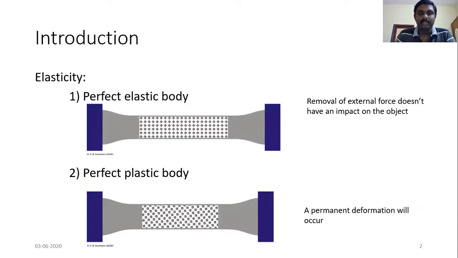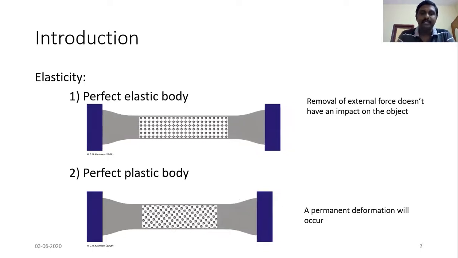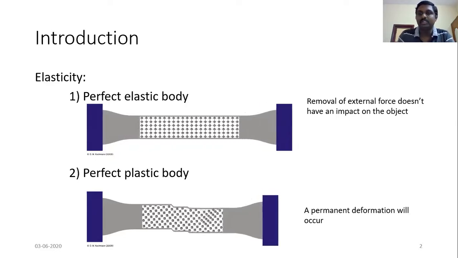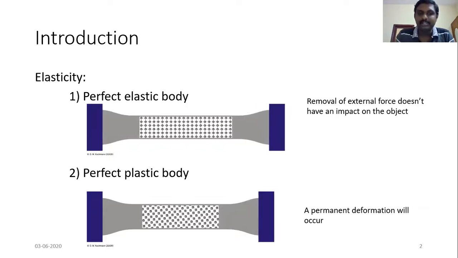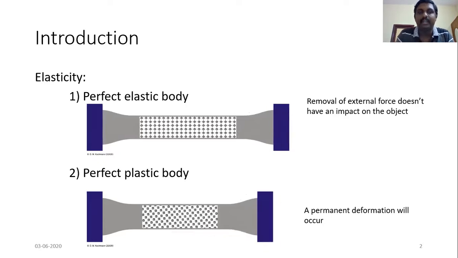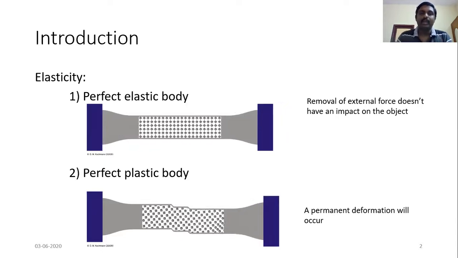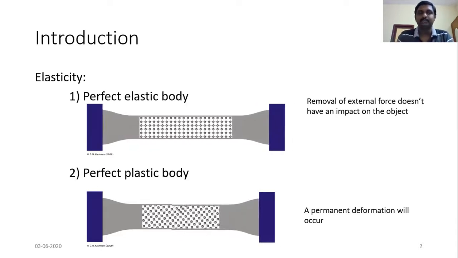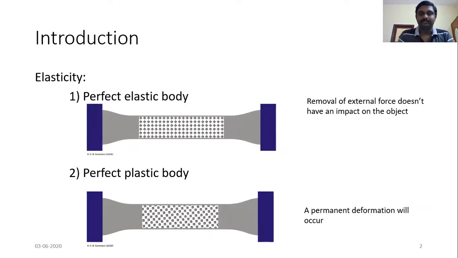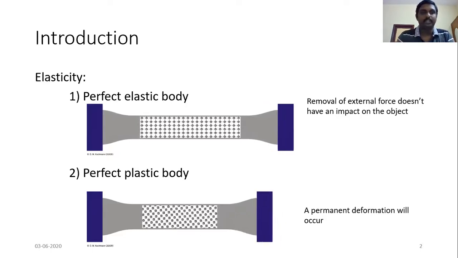When we come to a plastic body, the deformation is permanent. After applying the external force over the body, it will stay as such. It will not come back to its original position. That is a perfect plastic body. You can observe this in this animation frame: how a perfect elastic body is affected by force, and after removal of the force it has the ability to get back to its original position. When it comes to a perfect plastic body, a permanent deformation will occur. So these are the major classifications. Let's move to the next one.